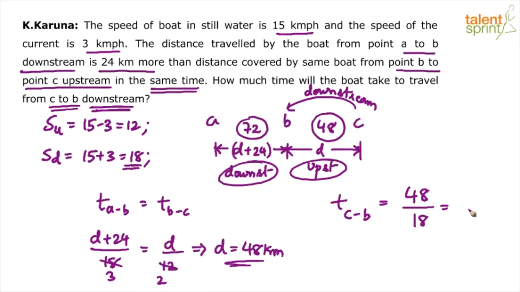How much is 48 by 18? 8 by 3. 8 by 3 hours, which is equal to 2.66 hours, or 2 hours and 40 minutes. It depends on the format in which the options have been given. 8 by 3 is correct, 2.66 is correct, and 2 hours and 40 minutes is also correct, because 0.66 hours is like 2/3 of an hour, and 2/3 of an hour is 40 minutes. So your answer to this question is 8 by 3 hours.